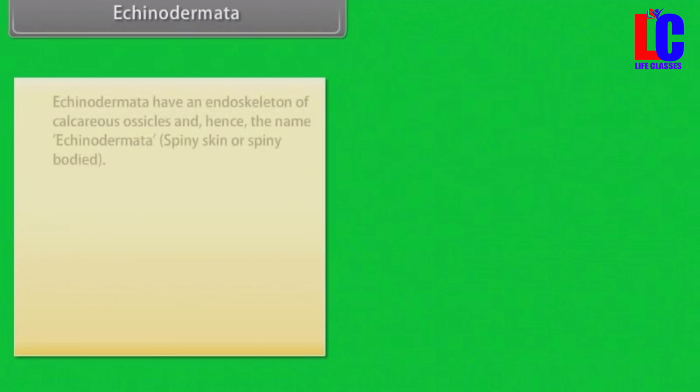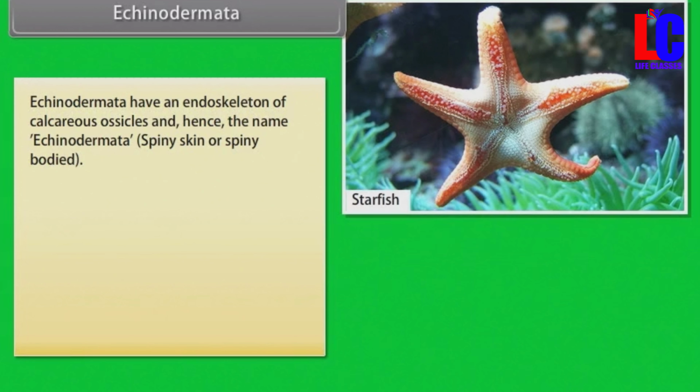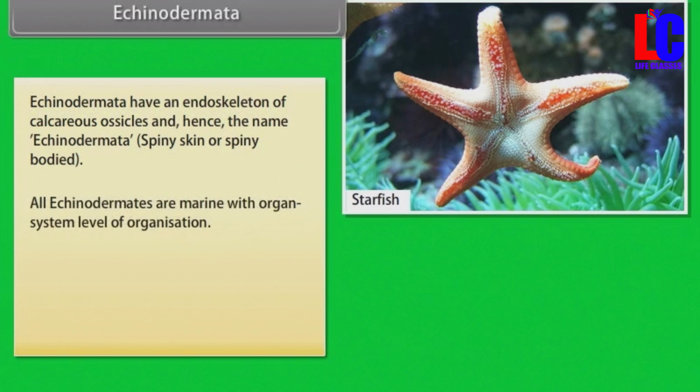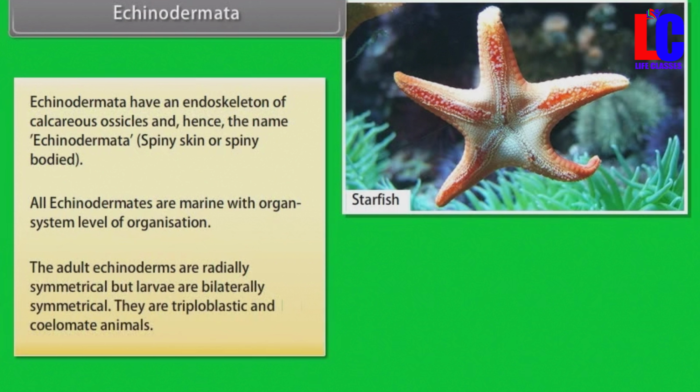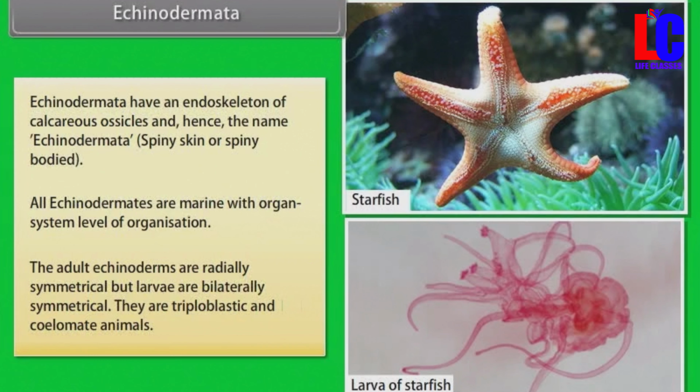Echinodermata. Echinodermata have an endoskeleton of calcareous ossicles and hence the name Echinodermata, which means spiny skin or spiny bodied. All echinoderms are marine with organ system level of organization. The adult echinoderms are radially symmetrical, but larvae are bilaterally symmetrical. They are triploblastic and coelomate animals.